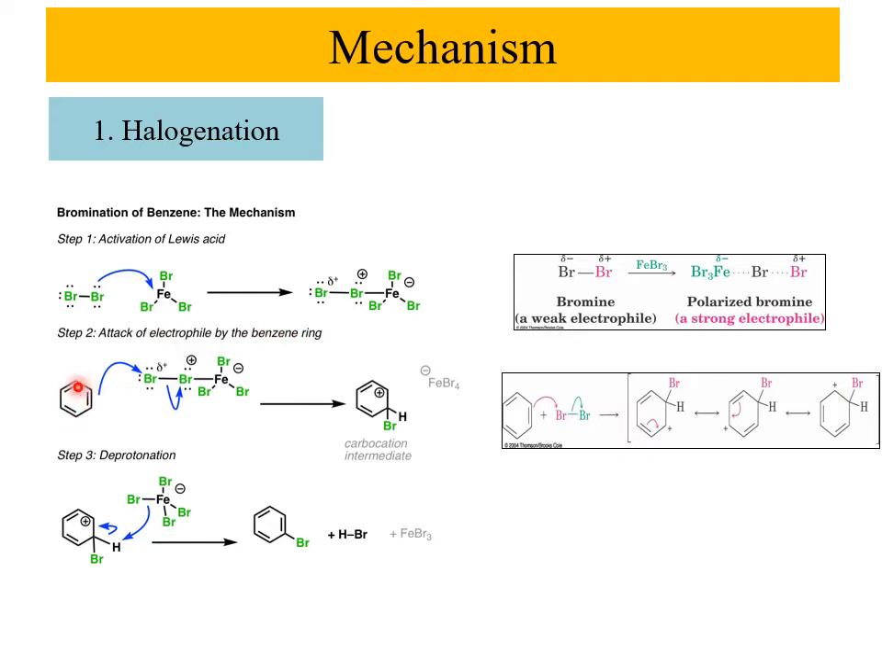We know that the benzene ring is rich in electrons, whereby the electrons are delocalized in the ring. So it will act as a nucleophile and will attack the site that has less electron density. Okay, then there will be formation of a carbocation intermediate and FeBr4 anion.